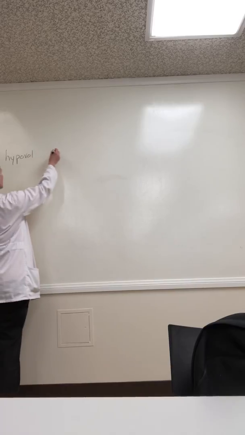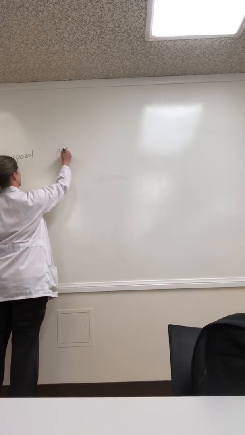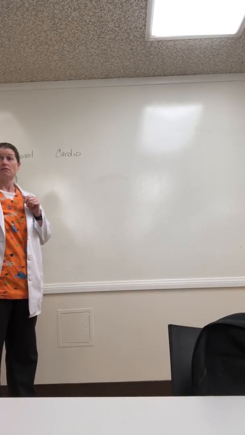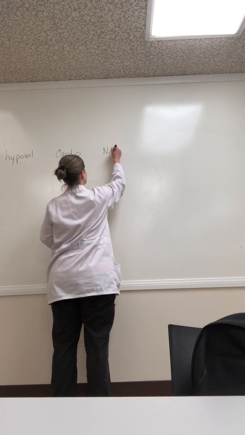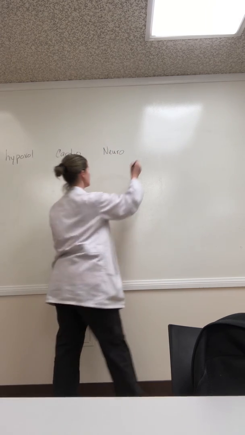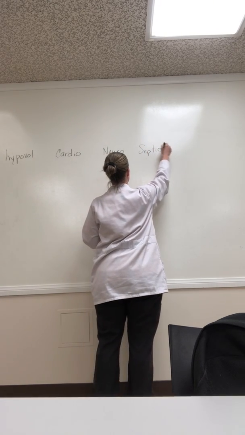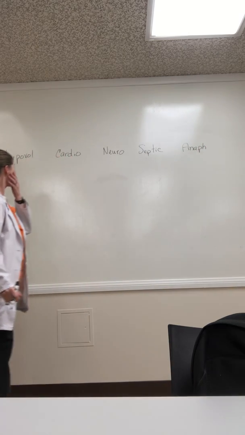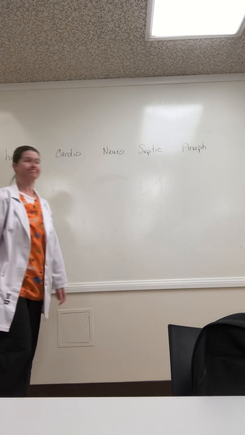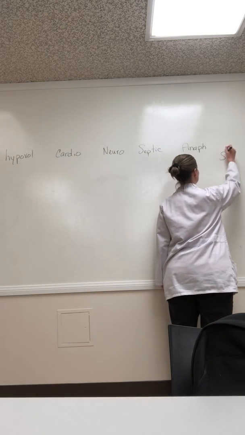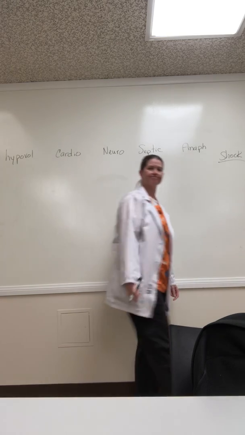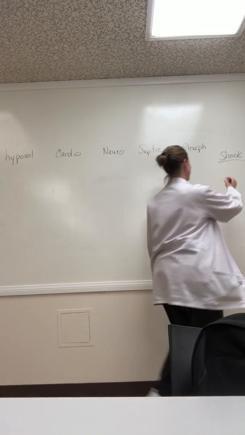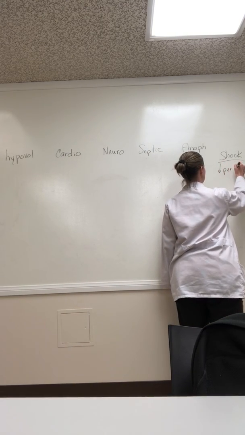Okay, so hypovolemic, cardiogenic. What else? Distributive. Neurogenic. Septic. And anaphylactic. Okay, so what do these all have in common? Shock. They're all shock, okay. You can do better than that. Is it a perfusion issue? Perfusion, right. So decreased perfusion.